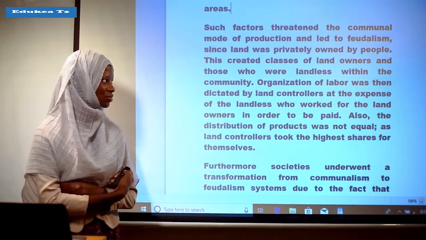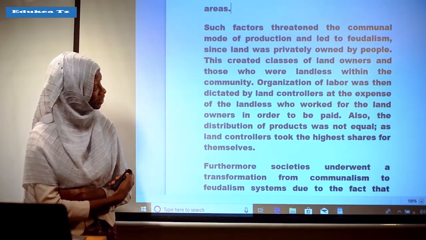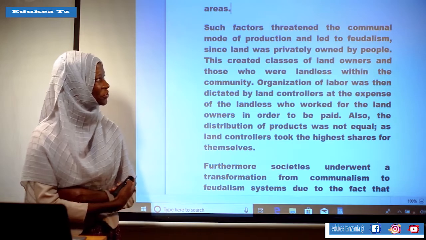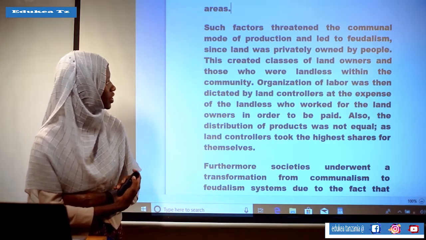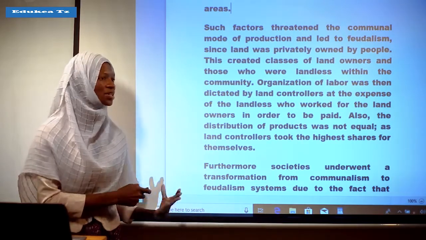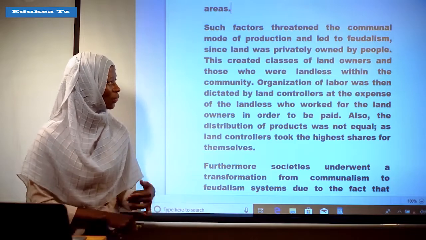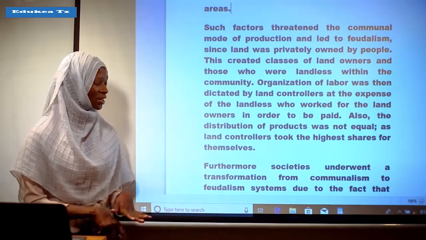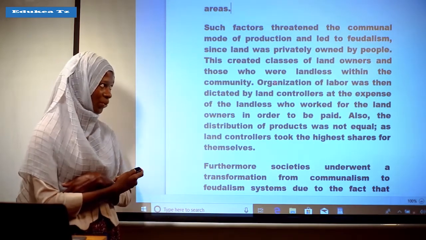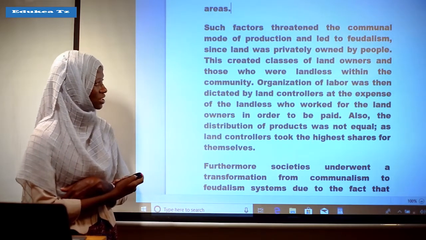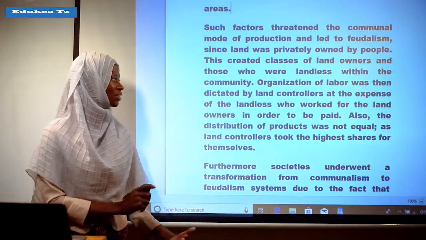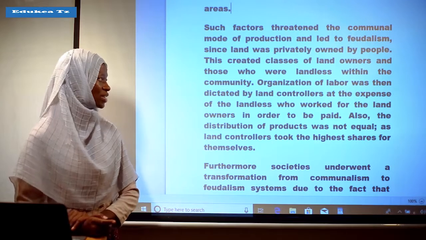The factors I mentioned before acted as a threat to the communal mode of production. So feudalism emerged where land was owned by people. A certain society or certain person can own land. The one who has power can own land, and others have no land. This created classes of landowners and those who were landless within the community. So during the feudal mode of production, there were landowners and those who were landless.